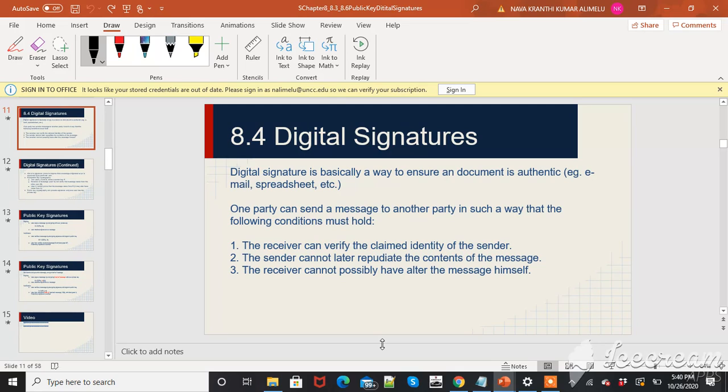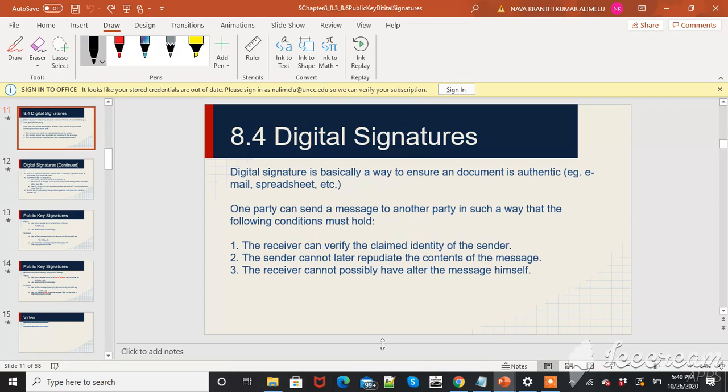The first one is that the receiver can verify the claimed identity of the sender. Means, for example, if a check is given by the sender, a digital signature is needed to identify the sender, and the sender cannot later repudiate the contents of a message. For example, if the amount in the check is around $400, the sender cannot change the amount.